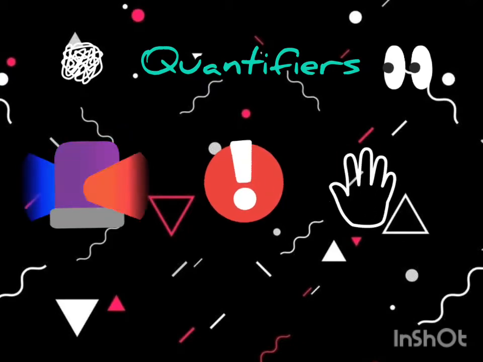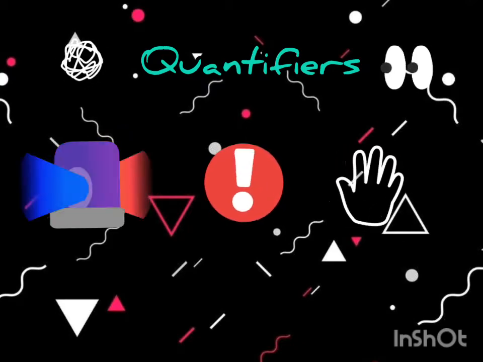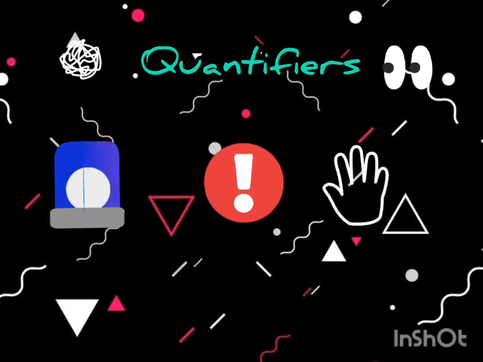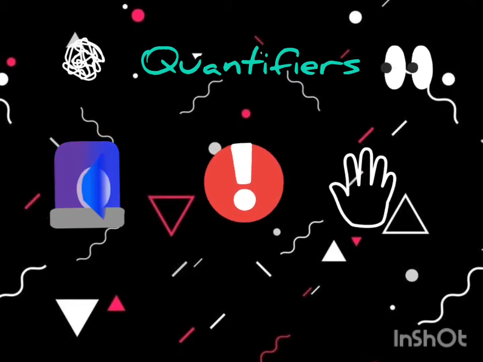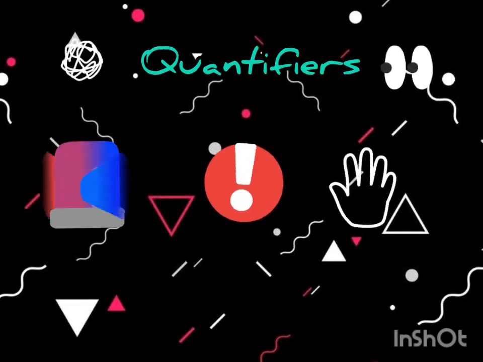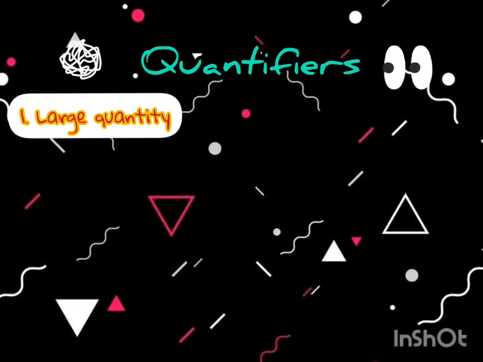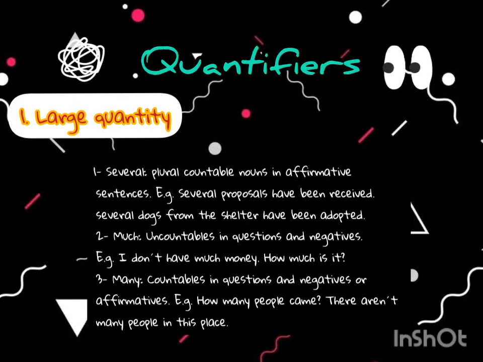Okay? In this case, we are not going to provide examples of sentences, but simple examples of phrases that you can find for each of the quantifiers. So let's start with large quantity. In the case of large quantity, we can find, for example, several. Several is used with plural countable nouns in positive statements. Much is used with uncountables in questions and in negatives. Many is used for countables in questions and also in negatives.